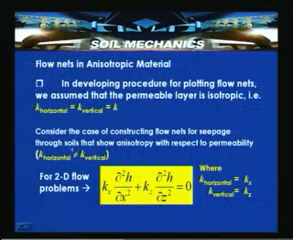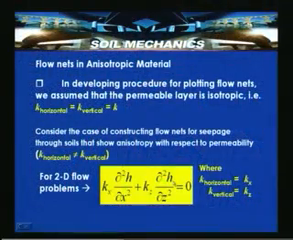Consider the case of constructing flow nets for seepage through soils that show anisotropy with respect to permeability. Anisotropy with respect to permeability means K horizontal is not equal to K vertical. So, in that case, what should we do and how do we construct the flow nets?